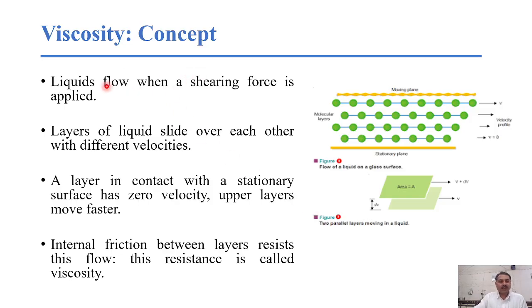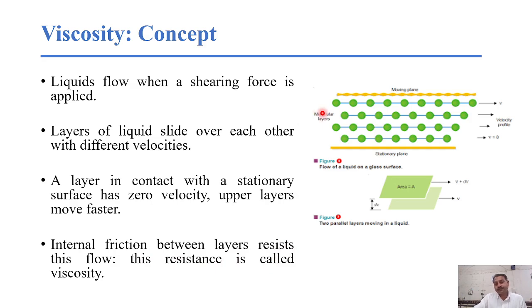So, viscosity. Liquid flow when a shearing force is applied. Layers of liquid slide over each other with different velocities. A layer in contact with a stationary surface has zero velocity and the upper layers move faster. The internal friction between the layers resists this flow. This resistance is called viscosity.